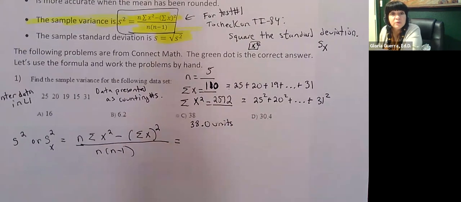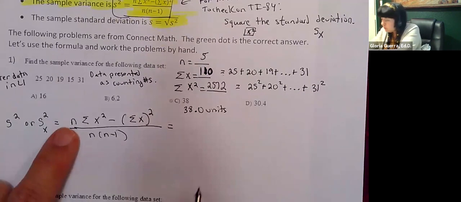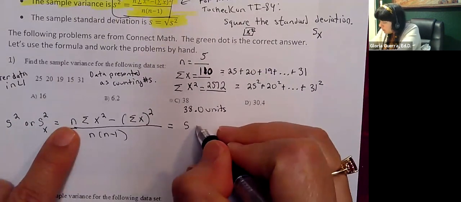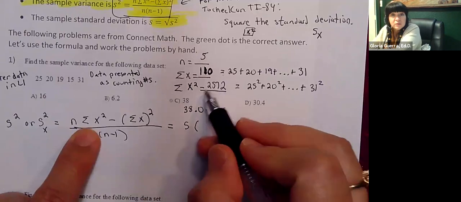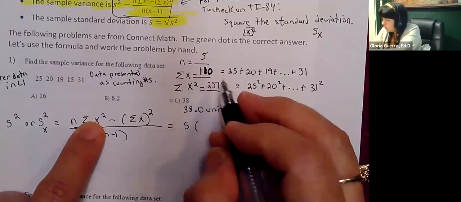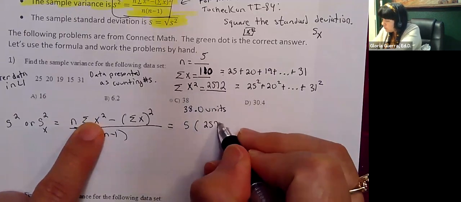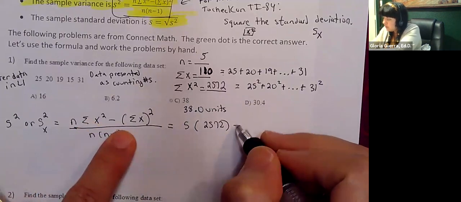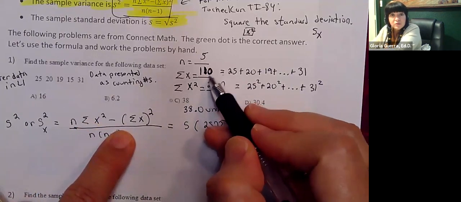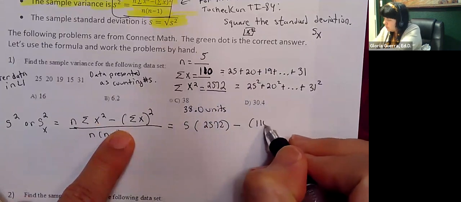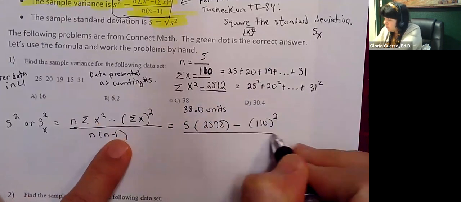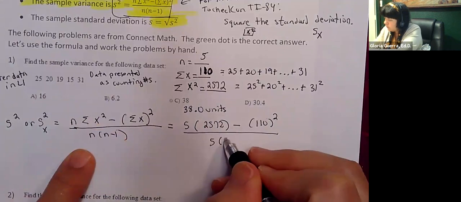Okay, and then I'm gonna start substituting. So you know n was 5. And see, this right here, this large value, 2,572. Take away, and see this? That's this right here, quantity squared, all over 5 times 5 minus 1.